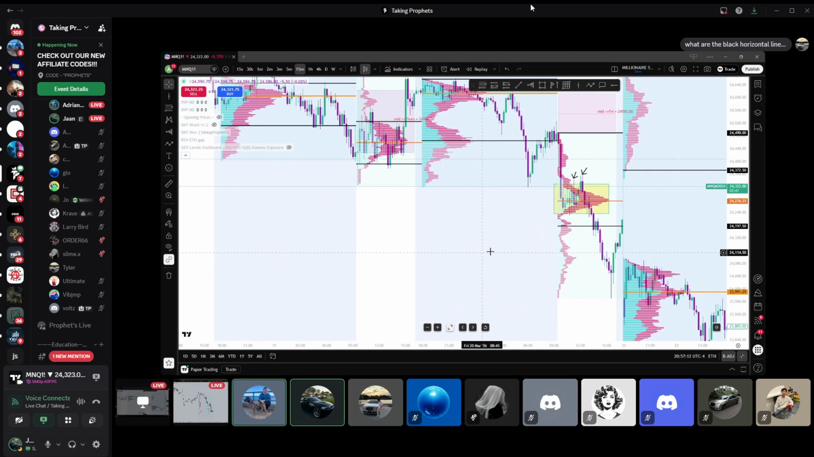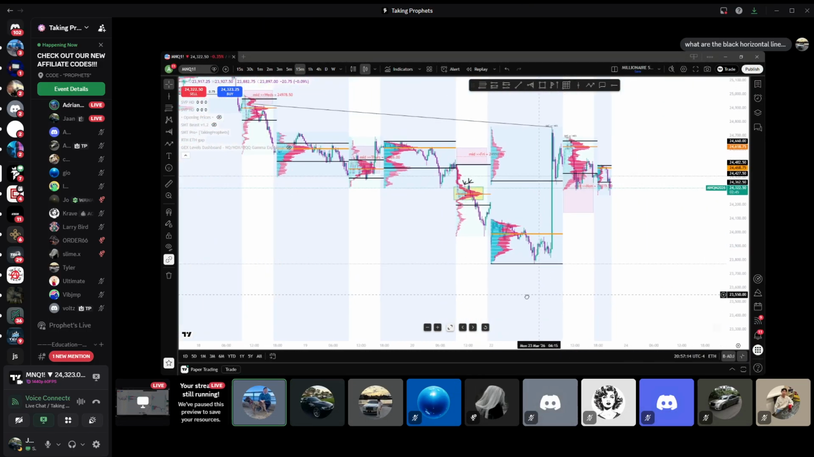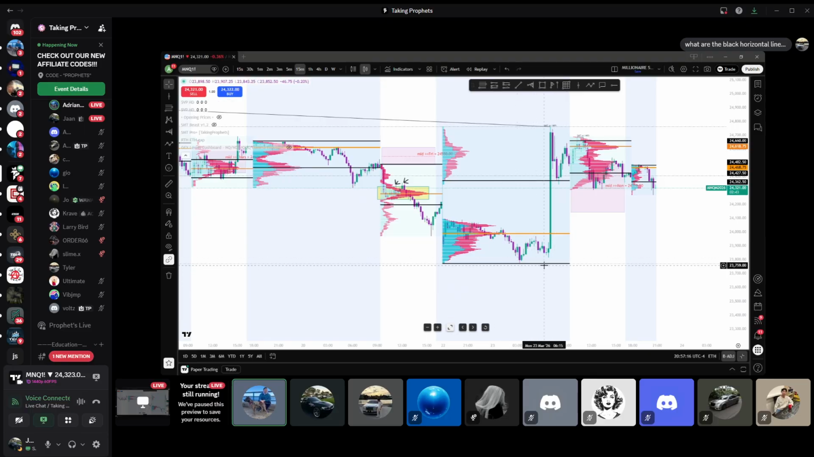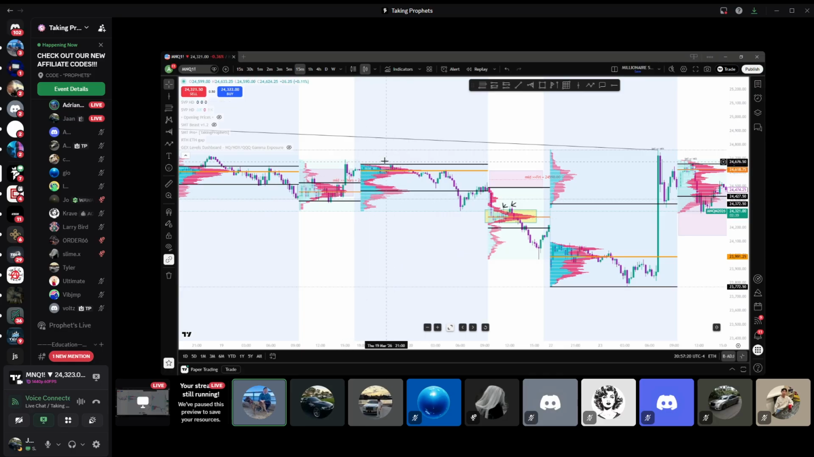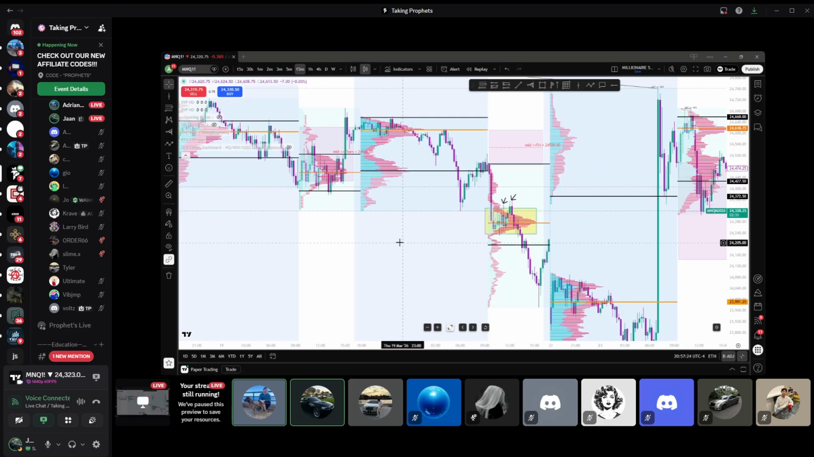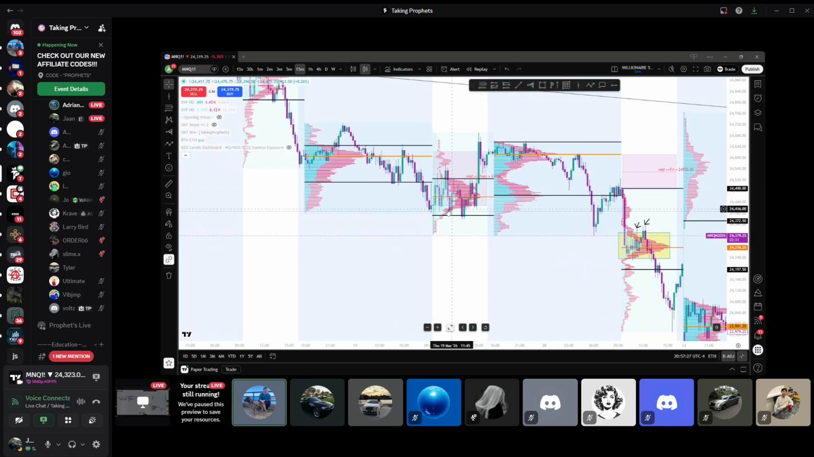So that's why I said if you want to backtest it with this, then you know if you're in premium or discount of the range, and you don't have to worry about trying to take longs up here. Like, nah, bro, you can't take longs up here because you're in premium. You can't take shorts down here because you're in discount.